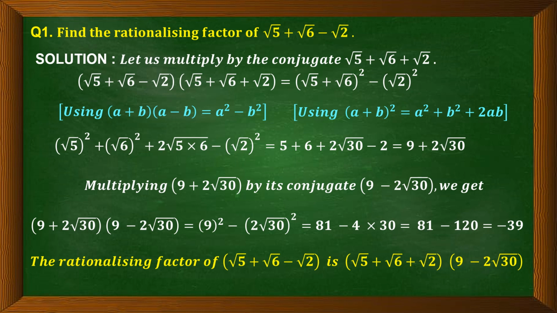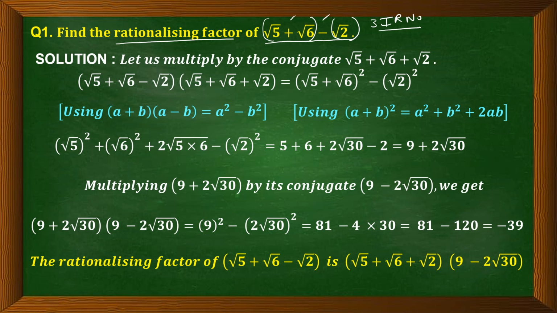Now the first question is: find the rationalizing factor of root 5 plus root 6 minus root 2. If you observe this expression, it consists of three irrational numbers. So we have to find its rationalizing factor so that it becomes a rational number. Now there are two mathematical operations, plus and minus, so to find its conjugate will be difficult. To solve this issue, we will group them into two parts. Both irrational numbers are combined together with a minus sign. Now it is easy to find the conjugate.